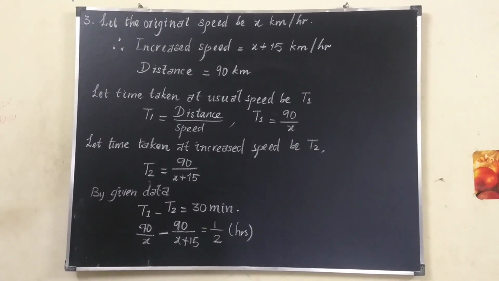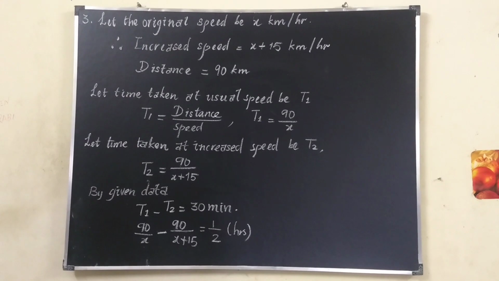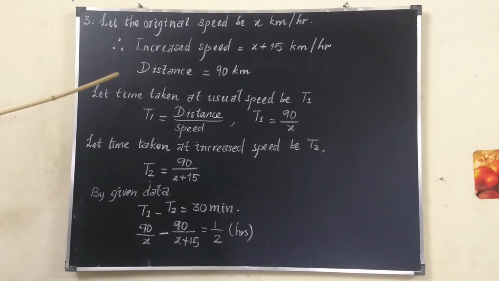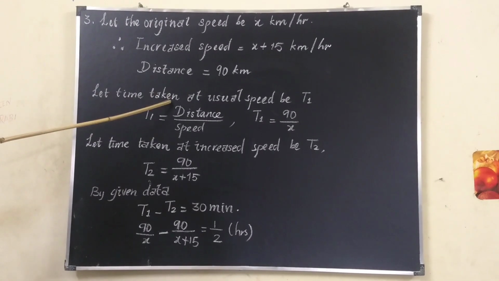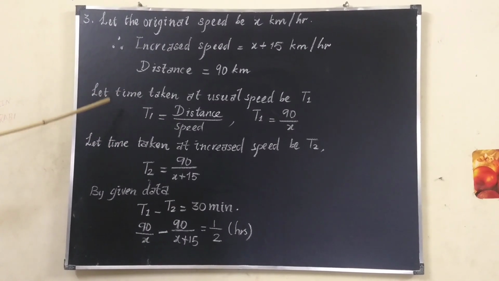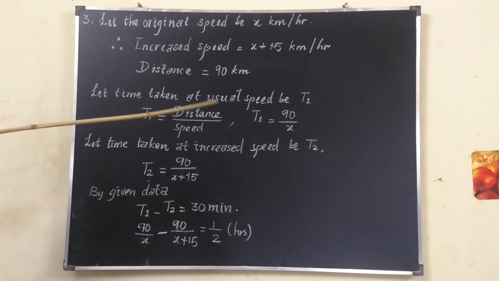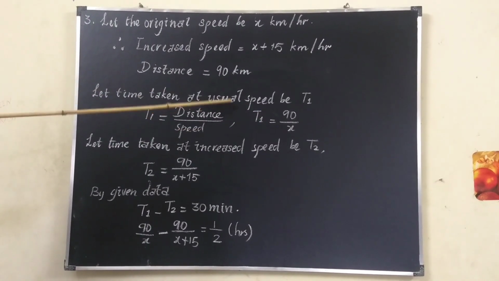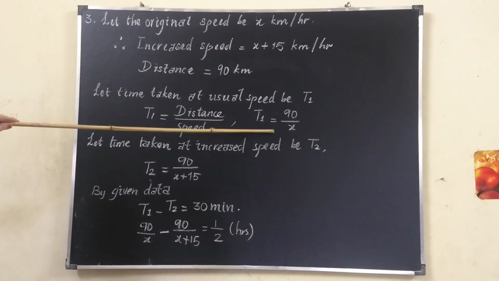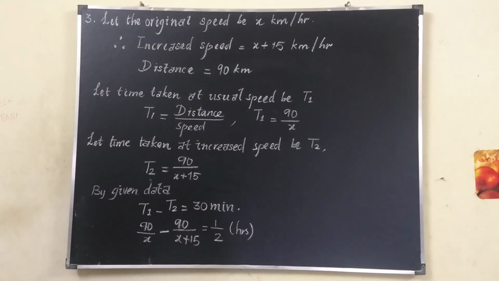So let us assume the time taken in original speed and increased speed. The time taken at usual speed be t1. T1, how we have to calculate? Distance by speed. Time should be calculated as distance divided by speed. So T1 is equal to distance 90 divided by, at usual speed, what is the usual speed? X. So T1 is equal to 90 by x.